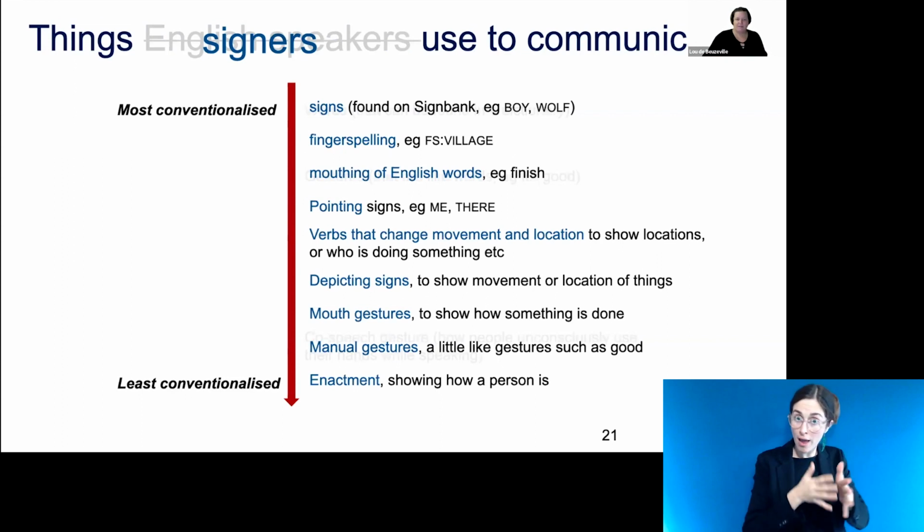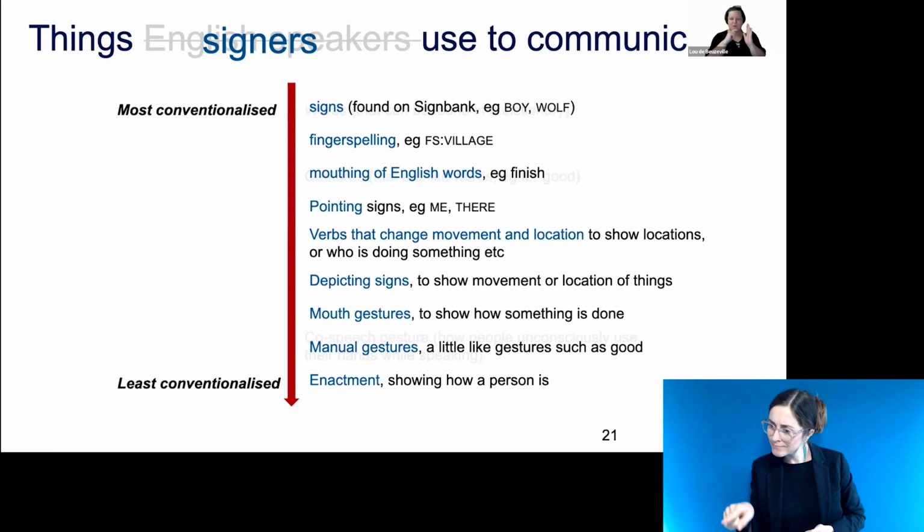Signers, however, use a whole range of ways of communicating. They will use signs, which are like words. That is, I can just go to Sign Bank or a dictionary and look up that sign and it looks like that. I can tell the last time I did this diagram, I was talking about the boy who cried wolf story because of the examples. So for example, boy or wolf.